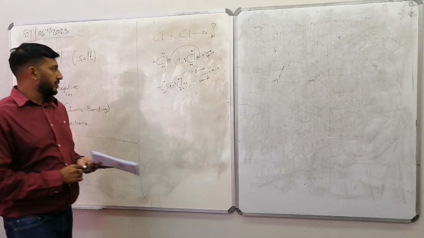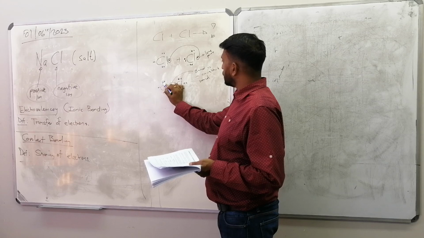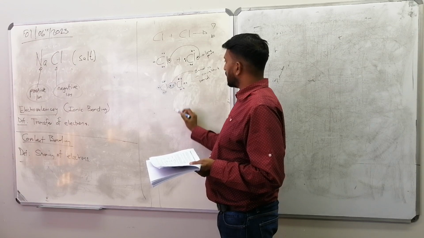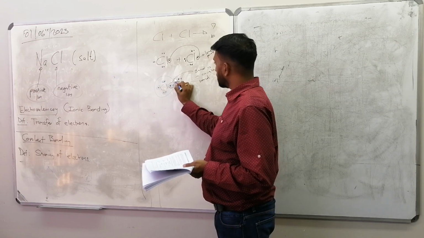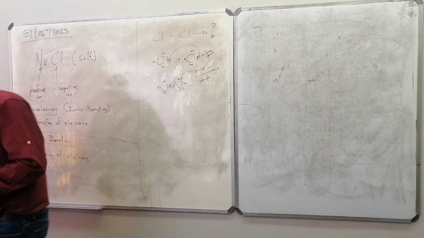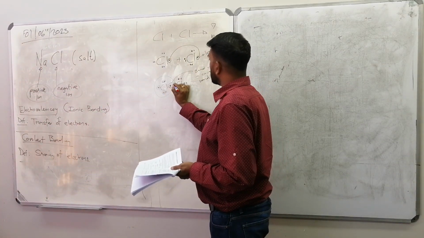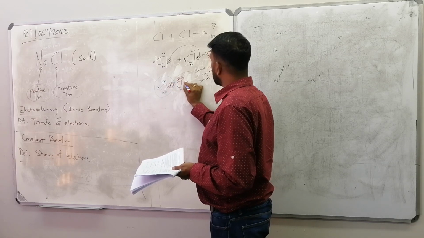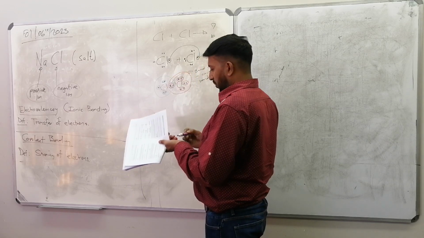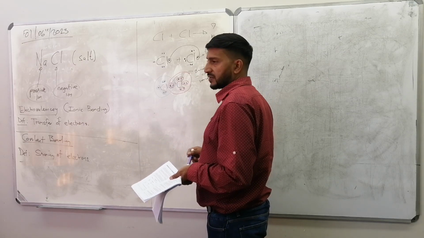Because of something called the octet rule. So if we look around this chlorine here, we got 2, 4, 6, 8, and it completes 1 octet here. Then around this chlorine here, we got 2, 4, 6, 8, and it completes another octet. So the bond created was a sharing of electrons, and it satisfies the octet rule.